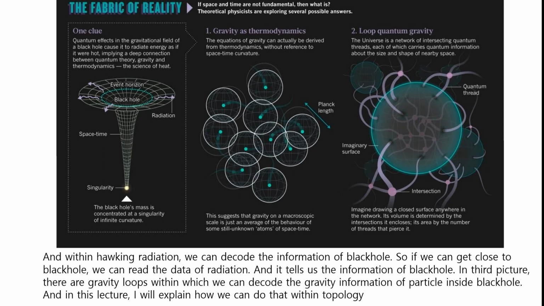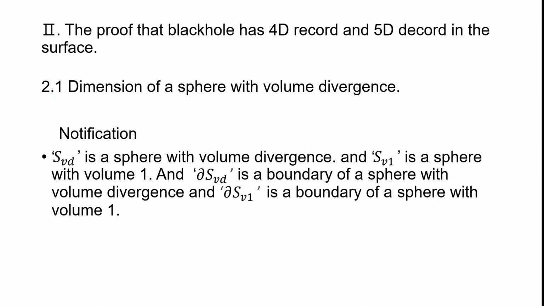And within Hawking radiation, we can decode the information of the black hole. So if we can get close to the black hole, we can read the data of the radiation, and it tells us the information of the black hole. In the third picture, there are gravity loops within which we can decode the gravity information of particles inside the black hole. And in this lecture, I will explain how we can do that within topology. The proof that a black hole has 4D record and 5D decode in the surface.